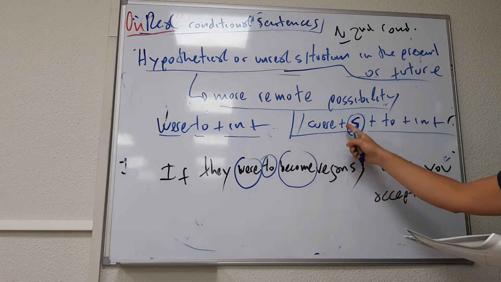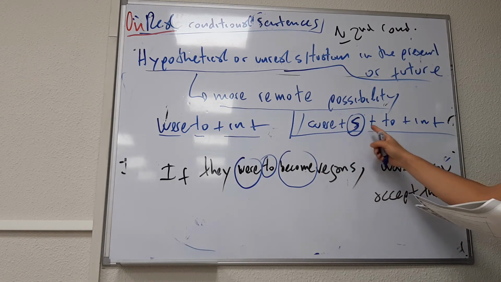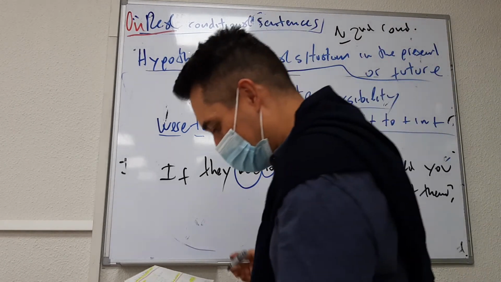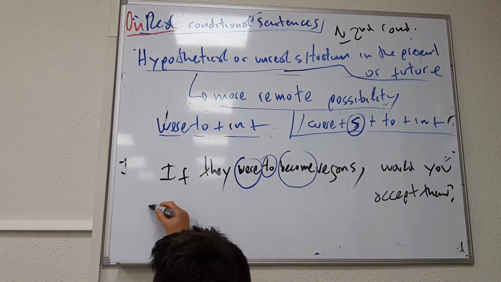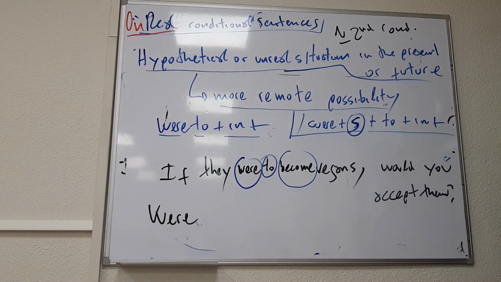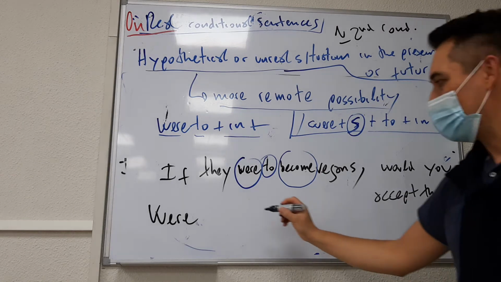The other structure, were plus subject plus to plus infinitive. Anybody? Okay, starting with were. How would you finish the sentence? Were they to become? Were they to?